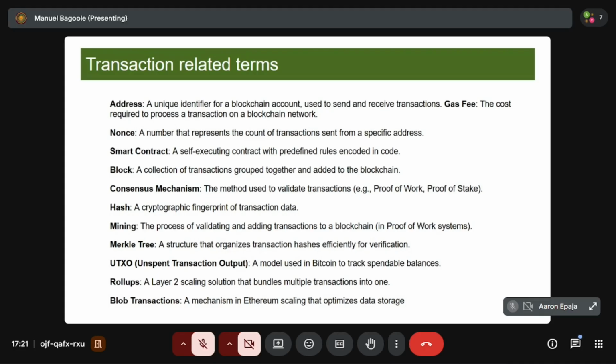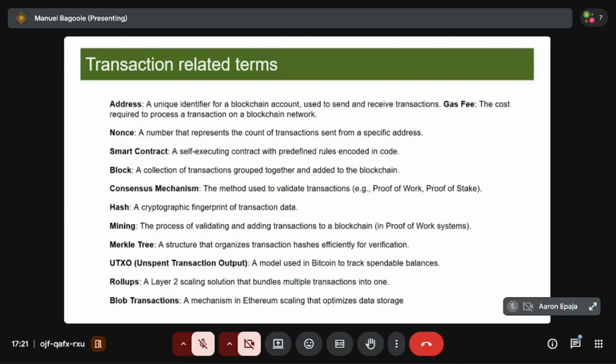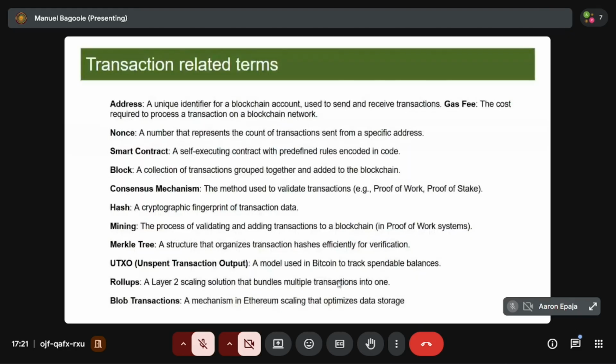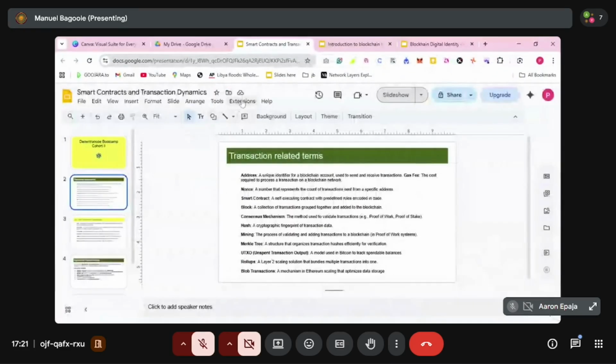So here, from the definition, it says an address is a unique identifier in a chain account. It is used to send and receive transactions. So the cost is required, of course, when you're going to send transactions, which is called gas fees, and we're going to be seeing how gas fees is calculated. But maybe just to demonstrate what an address would actually look like. You guys might already have seen it, but I'm going to repeat it so that we can see it practically.